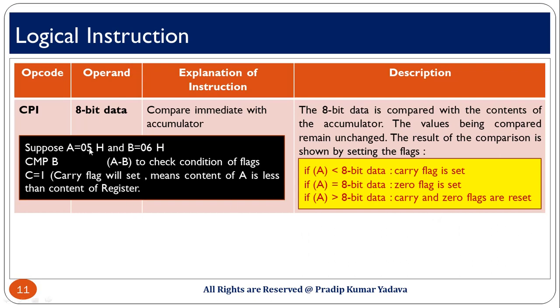Suppose the content of A is 05 and the content of B is 06. When you have written CMP B, it means you are going to compare the content of B with A, so the A minus B operation will happen. As you know, you have to take the borrow, which means the carry flag is set, which means the content of the accumulator is smaller than the content of the register.